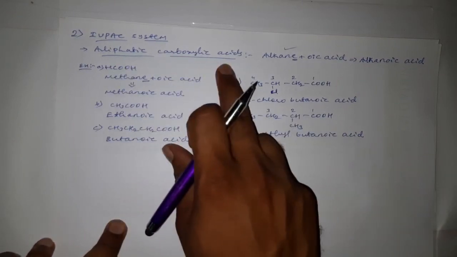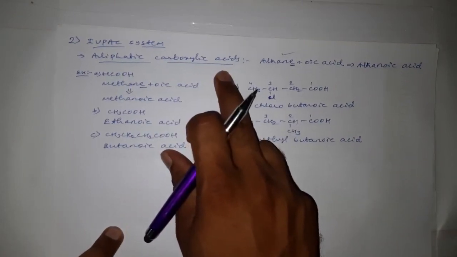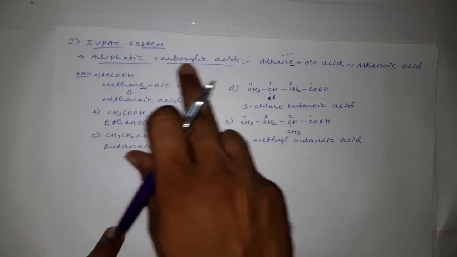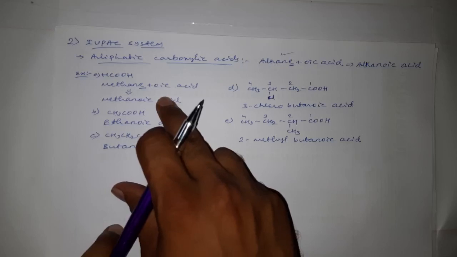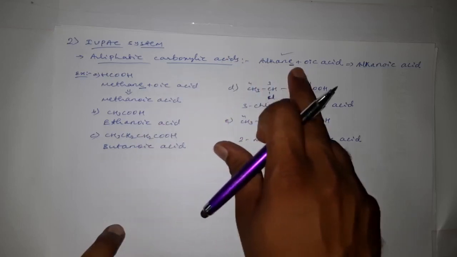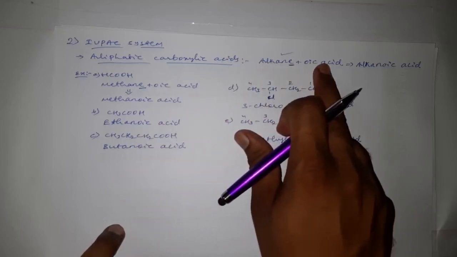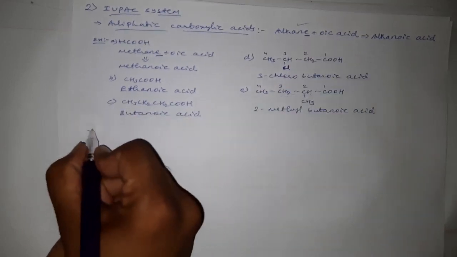Okay, this is all about the IUPAC system of nomenclature for aliphatic carboxylic acids. The aliphatic carboxylic acids can be named according to the IUPAC system by naming the parent alkane from which they are derived and replacing E of the alkane with OIC acid.